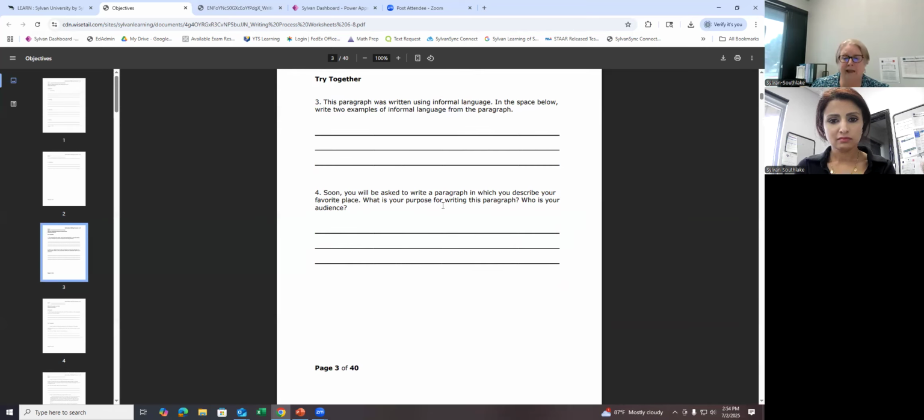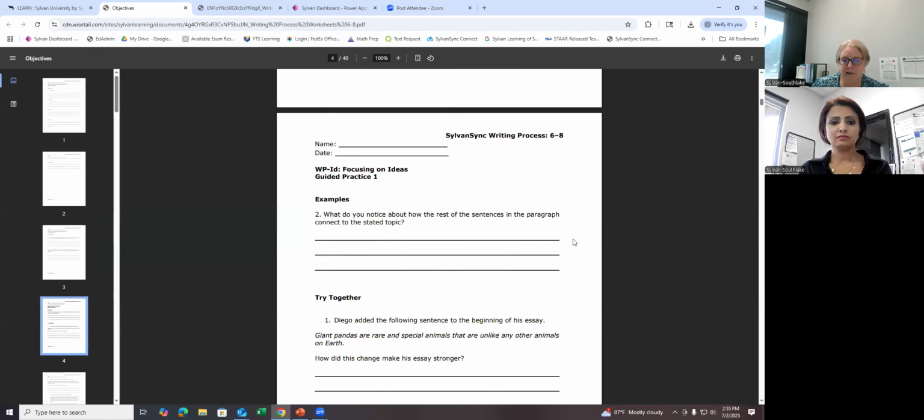So it says soon you will be asked to write a paragraph in which you describe your favorite place. What is your purpose for writing this paragraph? Who is your audience? So you can discuss it with them, but they need to write their answers. Another important part of this is that if there are the grayed out portions on the guided practice and there are examples there, let them read them. It's good for them to have another example of how this could have been written, especially when they get to things where they are adding sentences to someone else's essay to make it better. You know, the fact that they can look and see how somebody else made it better is really important.